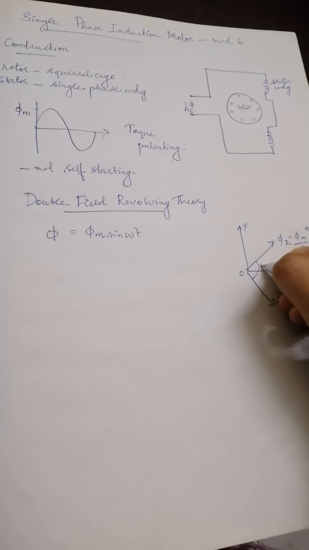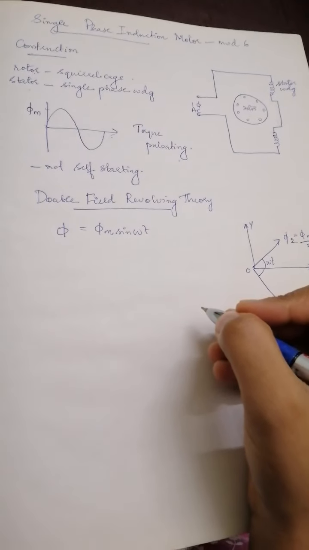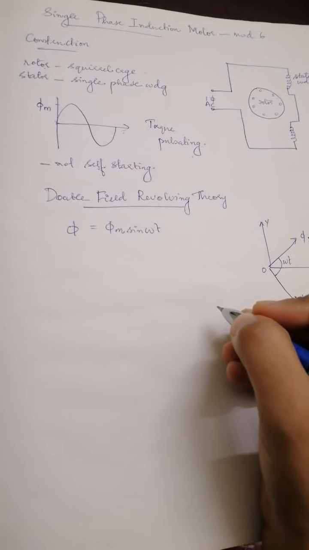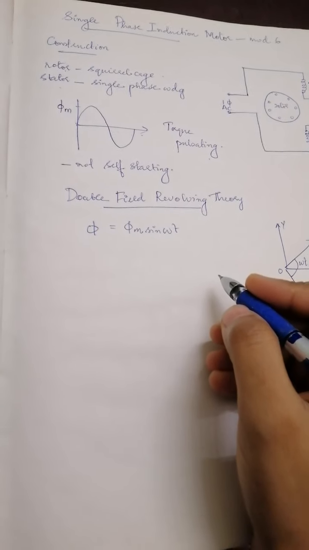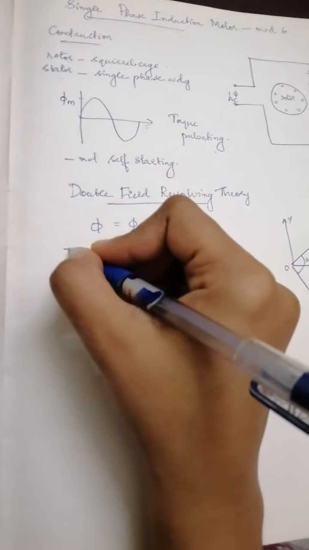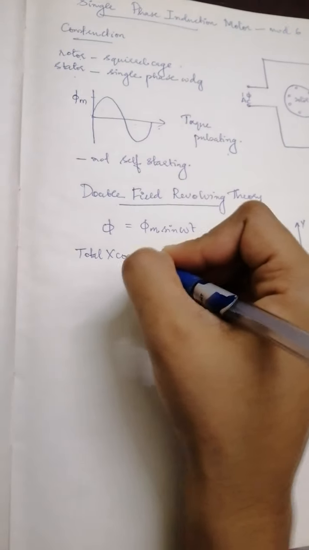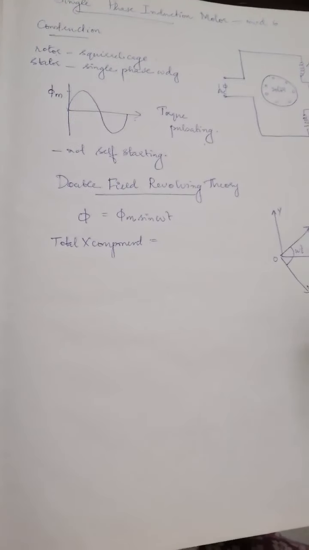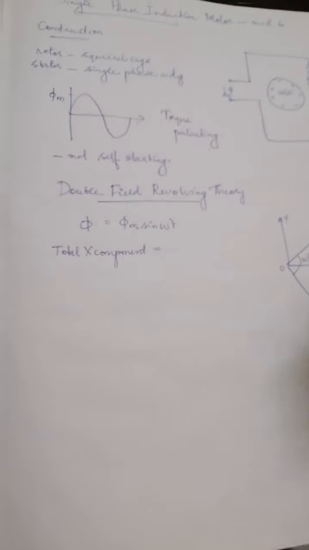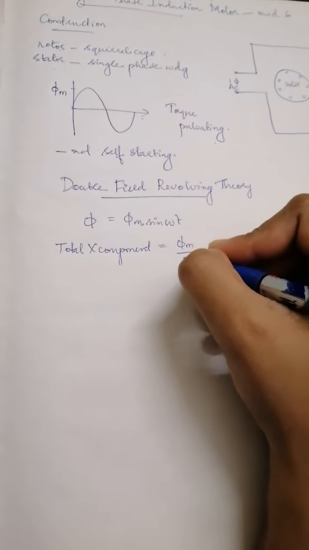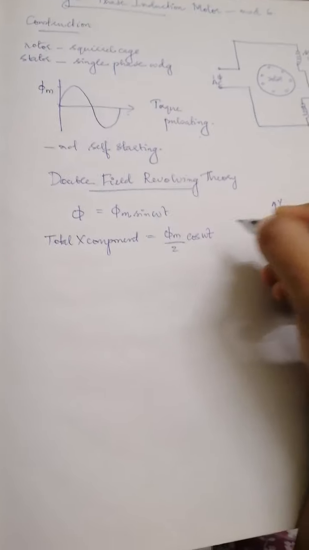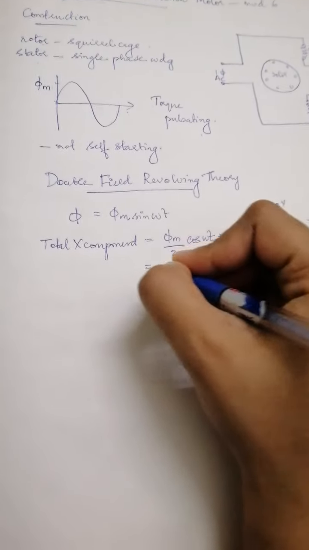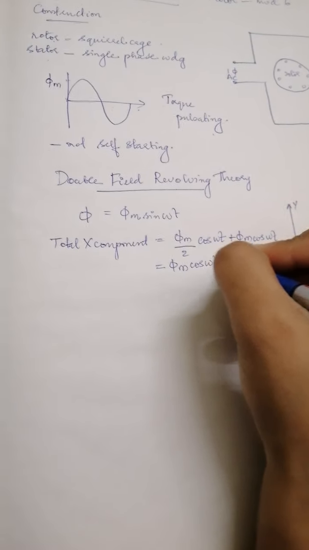Now, after a time t seconds, the angle through which the flux vectors have rotated is omega t. And resolving the vectors along x and y axis, we can see that the total x component, resolving phi 1 and phi 2 along the x axis, is phi m by 2 cos omega t plus phi m by 2 cos omega t, which is equal to phi m cos omega t.